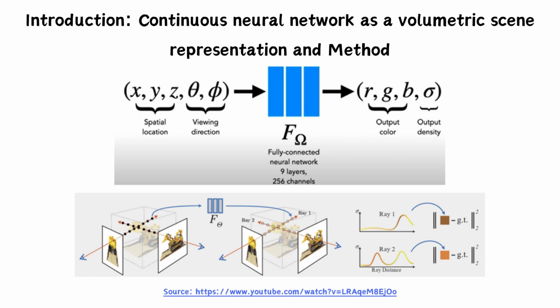Coming to the second image in the slide, here we synthesize views by querying 5D coordinates along camera rays and use classic volume rendering techniques to project the output colors and densities into an image. Because volume rendering is naturally differentiable, the only input required to optimize our representation is a set of images with known camera poses.